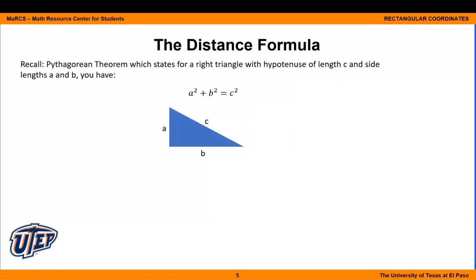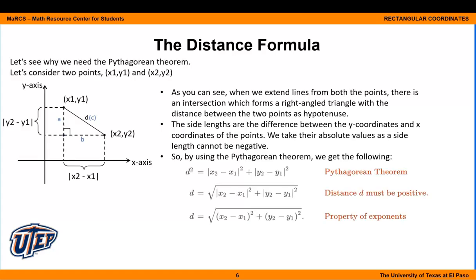Now let's talk about distance. To find the distance between 2 points, we use the Pythagorean theorem, a squared plus b squared equals c squared. We're going to apply this idea to the coordinate plane. Suppose we have 2 points, (x1, y1) and (x2, y2). If we connect them, we can form a right triangle. The horizontal side is the difference in x values, and the vertical side is the difference in y values. Using the Pythagorean theorem, we get d is equal to the square root of (x2 minus x1) squared plus (y2 minus y1) squared. This is the distance formula.